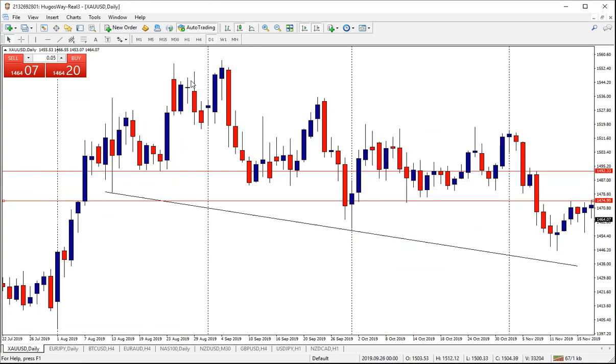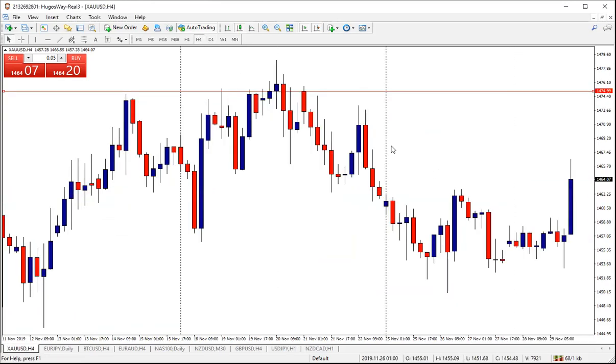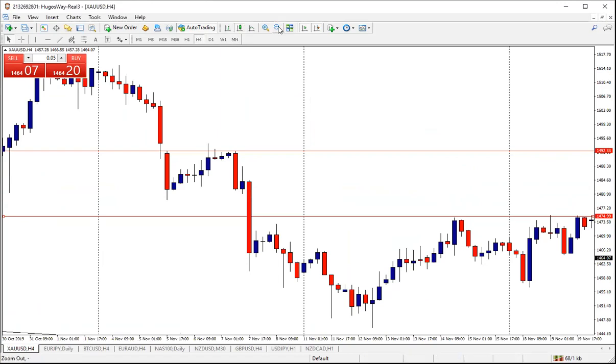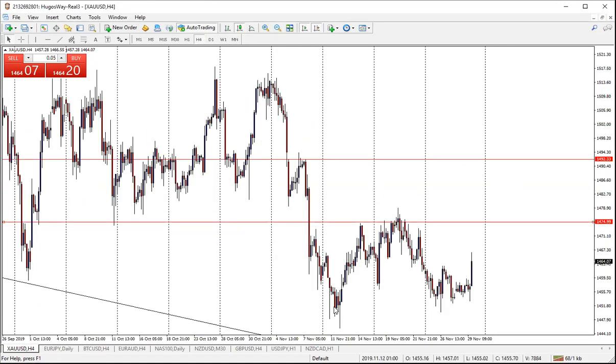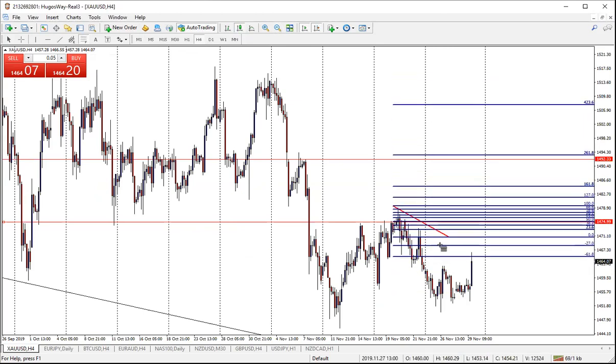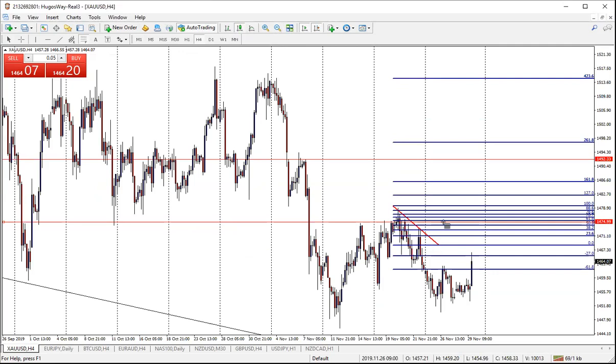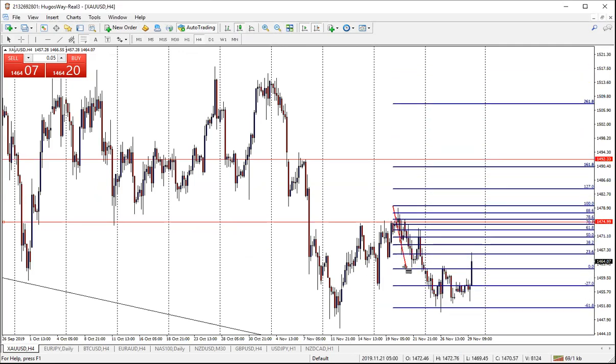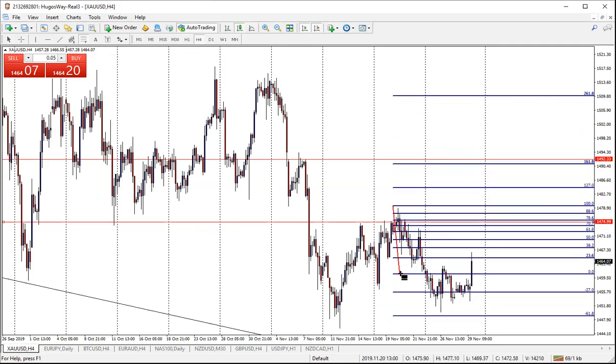All right, so now I'm on H4, and of course I've still got my period separators on. Also, the same thing applies: your fib is stronger on the higher time frame. The higher the time frame, the stronger your fib levels are.